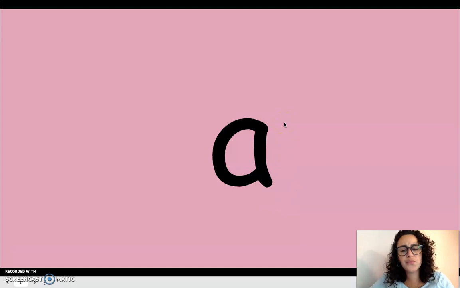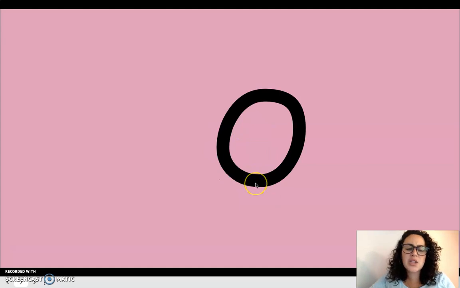Is this a Q? No, this looks a lot like a Q because if I just keep the line going, that's a Q. But this letter is a lowercase a because the line doesn't go down really far, just the same height as the circle part of the letter. Is this a Q? No, it's very close. If we just added the little tail right here, that would make it a Q, but this is an O.